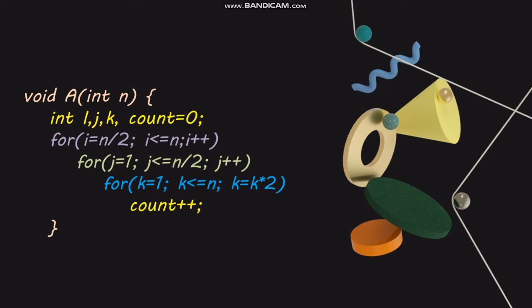In this code we can see that there are three loops that are given, and we have to calculate the complexity for this code pertaining to the three loops. We'll start from the innermost statement. So the count plus plus will have a constant time. However, for this innermost loop we can say that this particular loop will work till log of n.